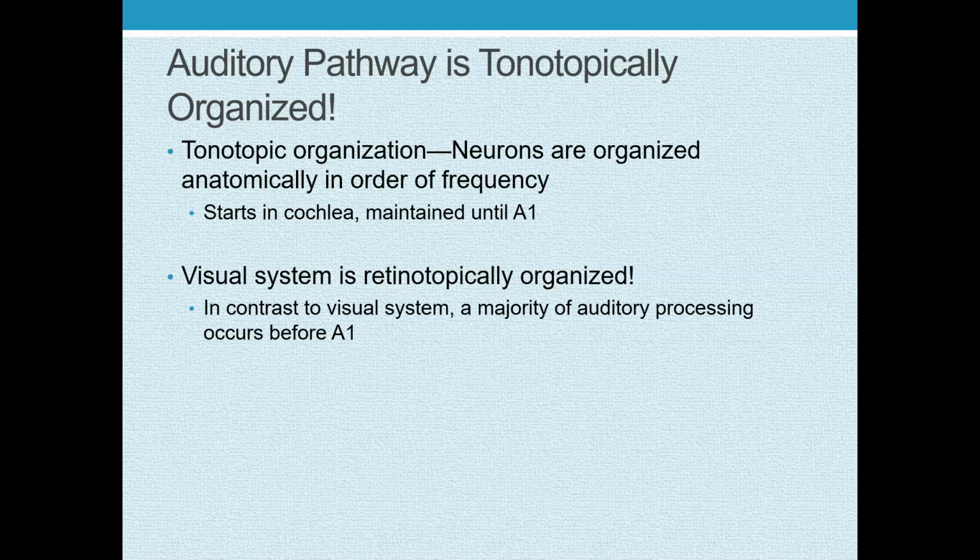Now, you could draw the analogy that just as the visual system is retinotopically organized, and that retinotopic map is basically maintained through the entire visual pathway, the same is true for the auditory pathway. That tonotopic map is basically maintained. But here's what's kind of interesting. In the visual system, the majority of processing does not begin until primary visual cortex and extrastriate cortex. In contrast to the visual system, most of the auditory processing occurs before primary auditory cortex.